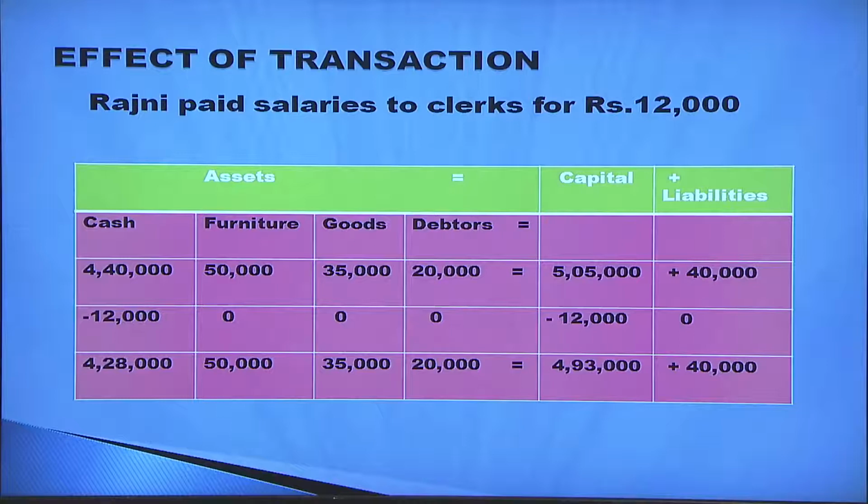Rajni paid salaries to clerk. Paid salaries means cash is going from the business, capital is also reducing. In the cash column, minus 12,000 and in the capital column, deduct rupees 12,000. So, new accounting equation is 4,28,000 cash, 50,000 furniture, goods 35,000, debtors 20,000 equals capital 4,93,000 and liabilities 40,000.